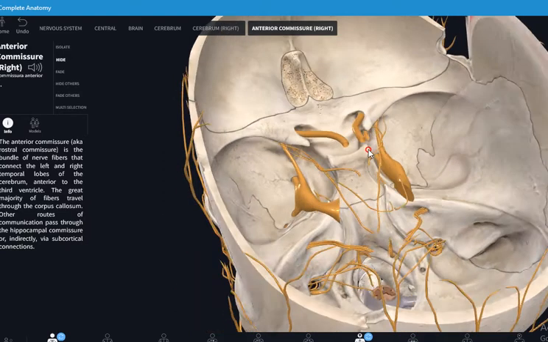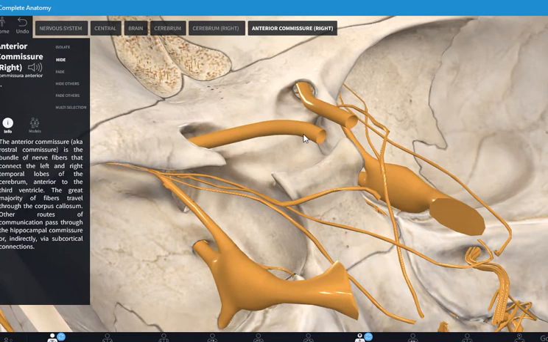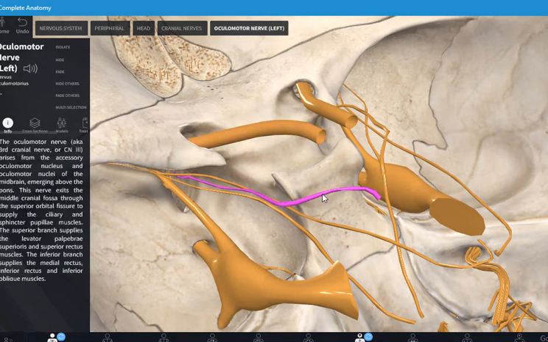Now, going again in descending order, after the optic nerve, let's enter much more and see this one here is the optic nerve. After the optic nerve, we have this nerve here. We have the oculomotor nerve. The oculomotor nerve is the third nerve here.